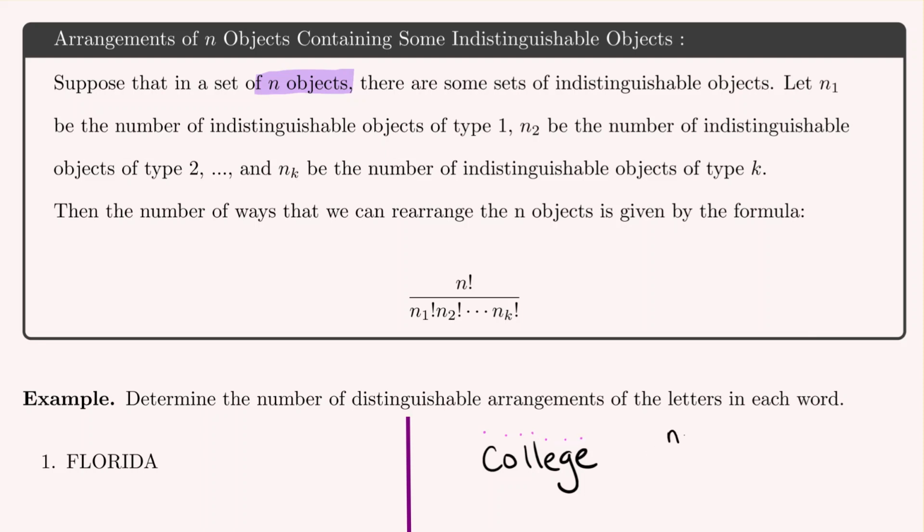So n is 7. But one thing that I hope we notice is that the letter L is repeated twice, and the letter E is repeated twice. So n sub 1 is the repeated object of that type. So for us, we're saying the letter L is repeated twice. So n sub 1 is 1, because that's kind of representing our L. And then what's representing E is the next one, n sub 2. The subscripts are just the first repeated, the second repeated.